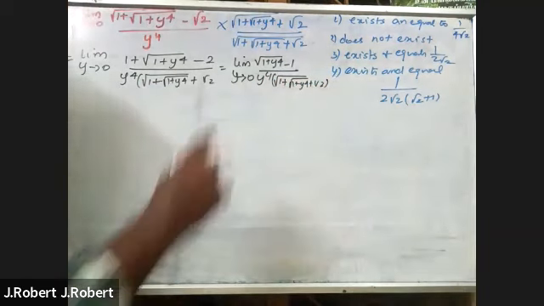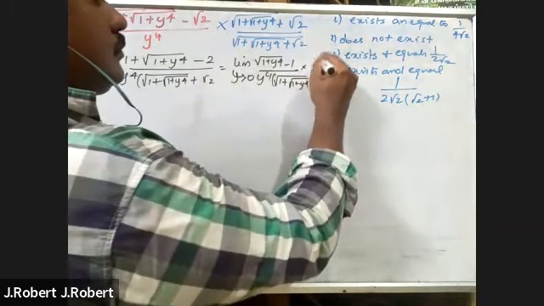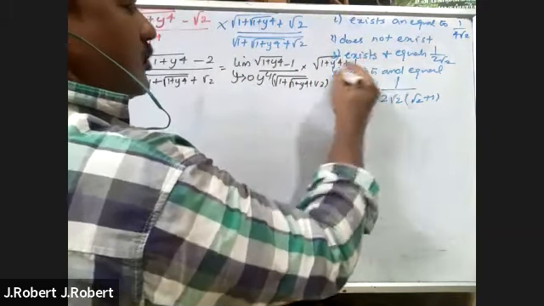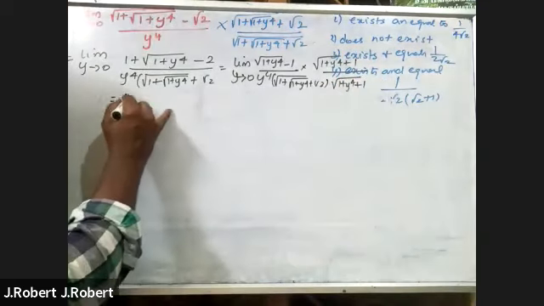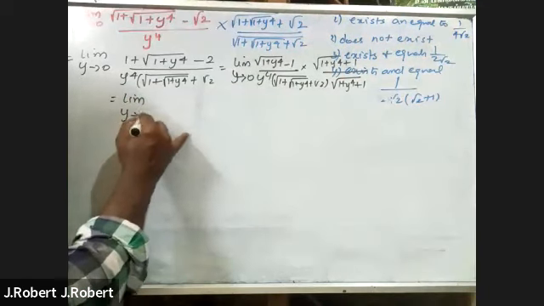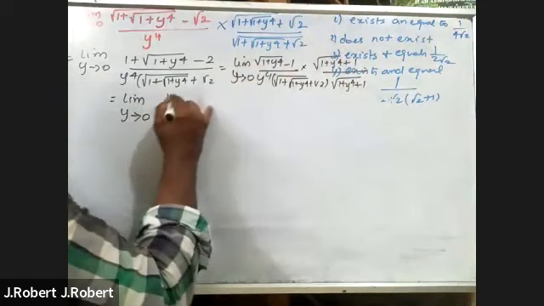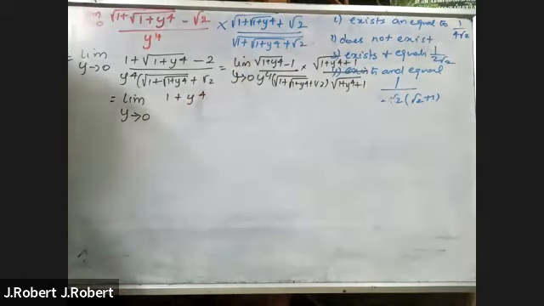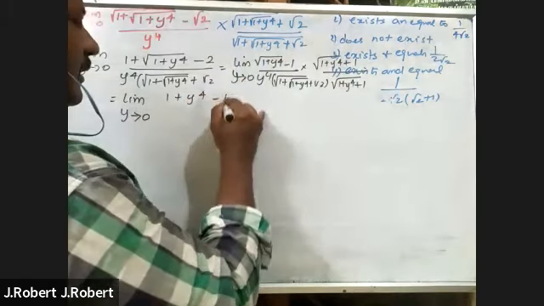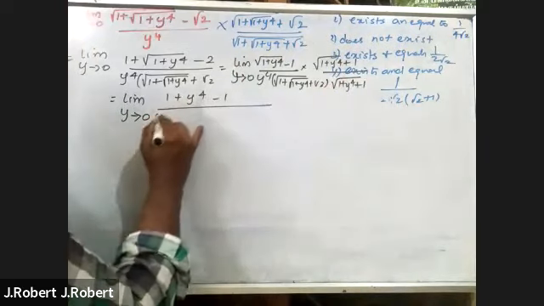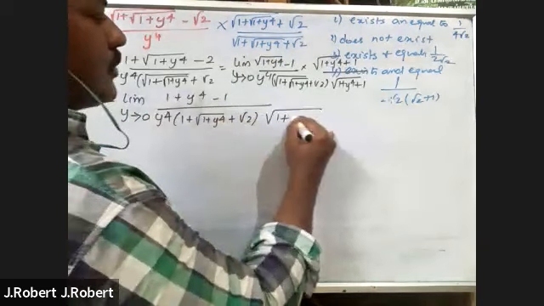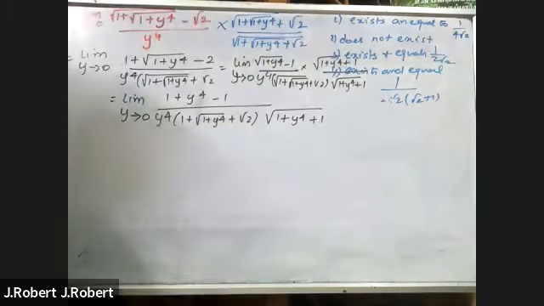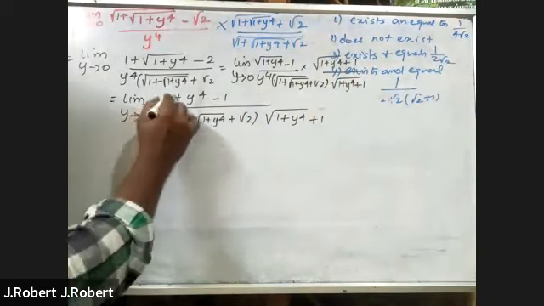Once again we are taking the conjugate. How do you take the conjugate? Square root of 1 plus y power 4 plus 1. Again we are multiplying using the formula a square minus b square. The square root will be removed. We'll get 1 plus y power 4 minus 1 divided by the whole thing. You have to write y power 4, 1 plus root of 1 plus y power 4 plus root 2 into root of 1 plus y power 4 plus 1.